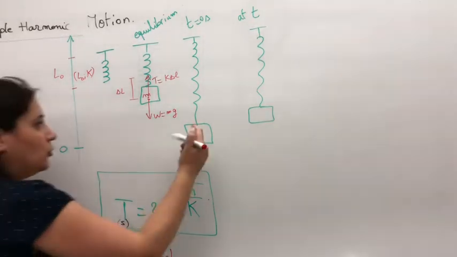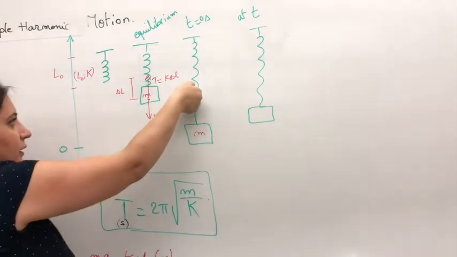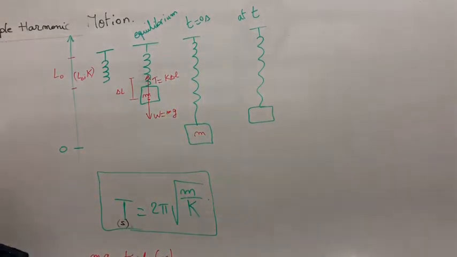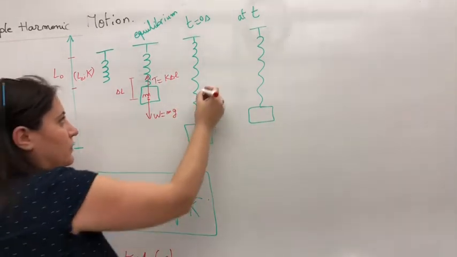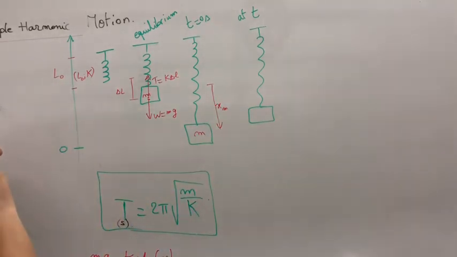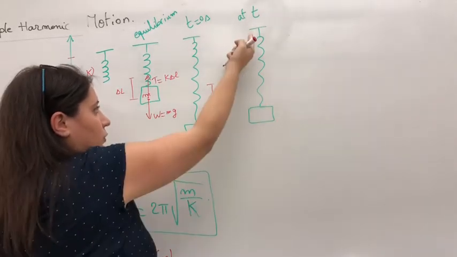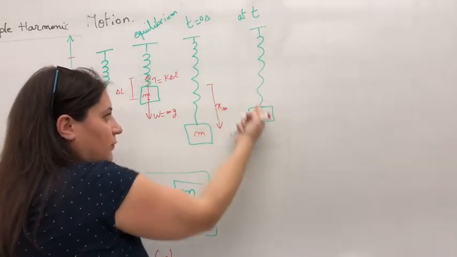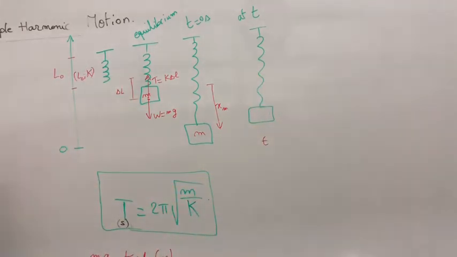Now someone came and disturbed this mass M. He elongated the spring with a certain x max. So he moved it from equilibrium by a certain distance x max, and he released it. So the spring started to oscillate between plus xm and minus xm. So at time t, which is a variable, this oscillation happens.